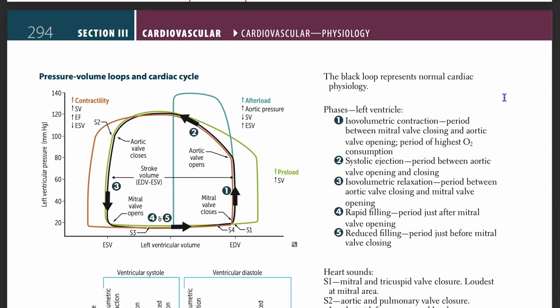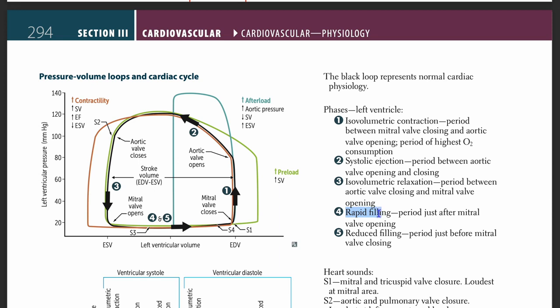So aortic valve opening, period of highest O2 consumption. 2. So that was this, and now we're talking about this one. Systolic ejection, period between aortic valve opening and closing. So this opening and closing, that's number 2. Isovolumetric relaxation, period between aortic valve closing and mitral valve opening. So that much right there. The pressure needs to be almost like, at 20, I guess, to have the mitral valve open.